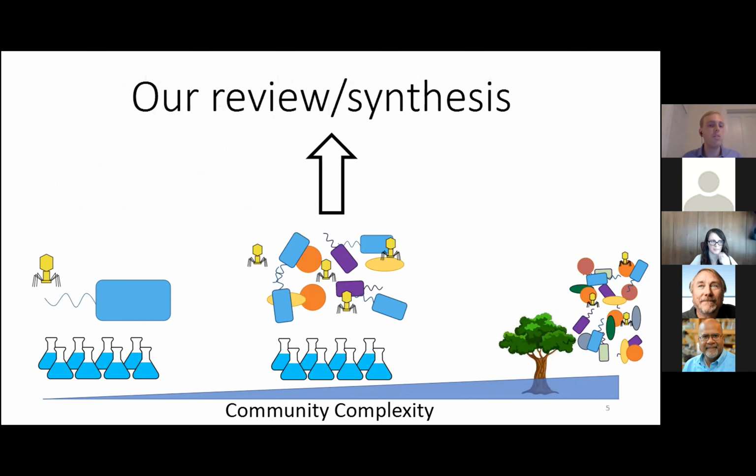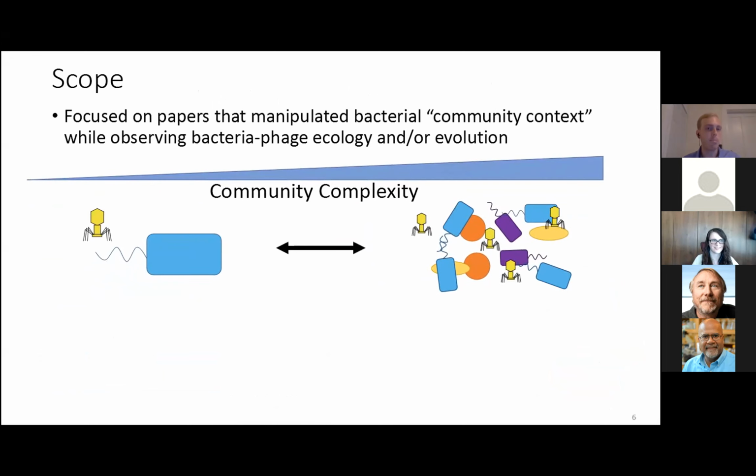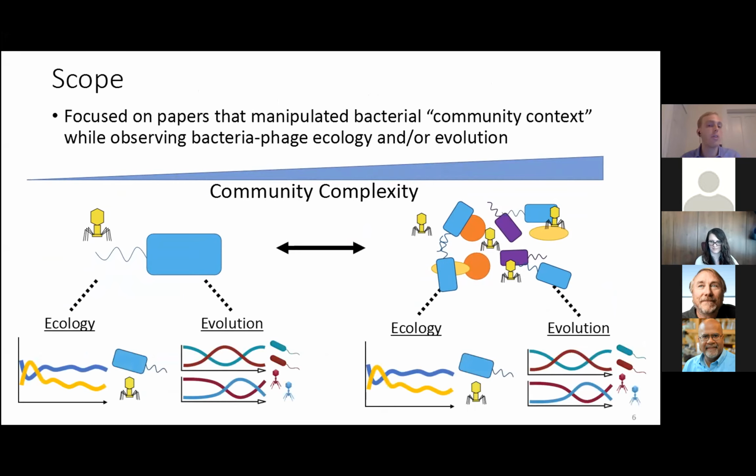What Paul and I set out to do was to review and synthesize that body of research to highlight what has been found so far and what is left to discover, where more work is needed. We specifically focused on papers that manipulated community context or community complexity within a single set of experiments, and across both of those levels of complexity, observed ecology and/or evolution. This provides a really powerful way to understand what we might have been missing by having really reduced experiments relative to the natural world, and what might facilitate the translation of results from laboratory experiments out into more natural settings.